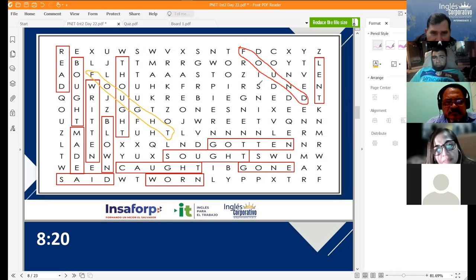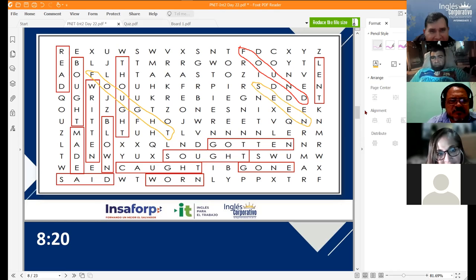Risen. Yes, R-I-S-E-N. Where have you seen it? In the fourth row. One, two. Yes, F-R. In diagonal, risen.